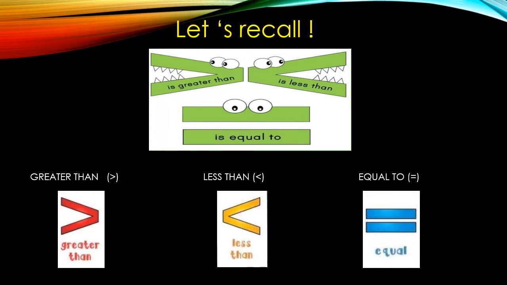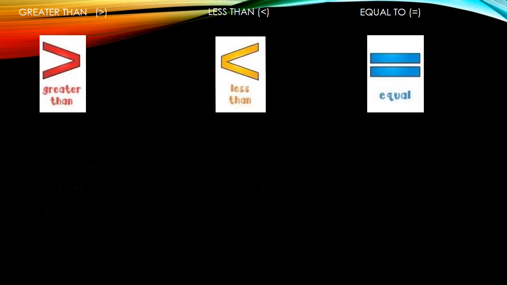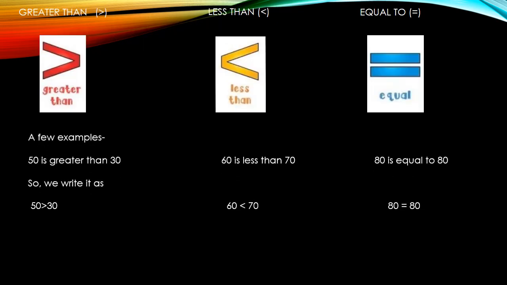We recall the symbols greater than, less than, and equal to with the help of some examples. Now, let's take two numbers, 50 and 30. If you have 50 pencils and your friend has 30 pencils, then you have a greater number of pencils as compared to your friend. So, 50 is greater than 30.